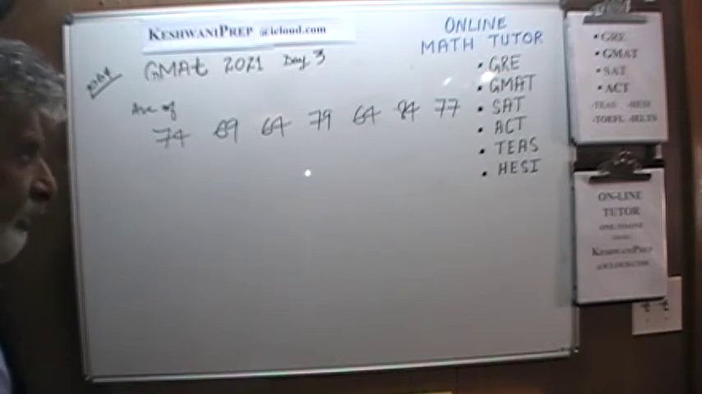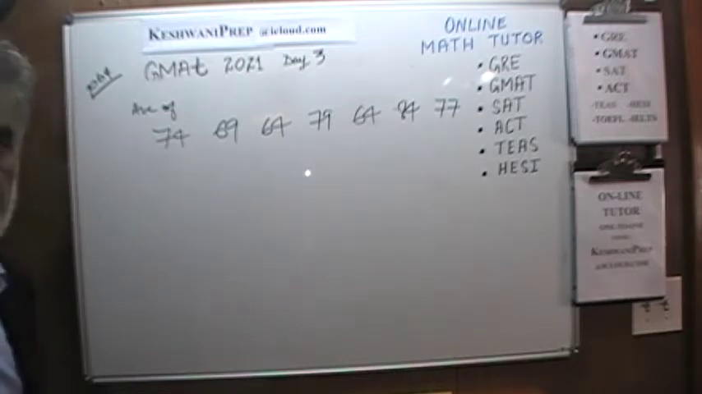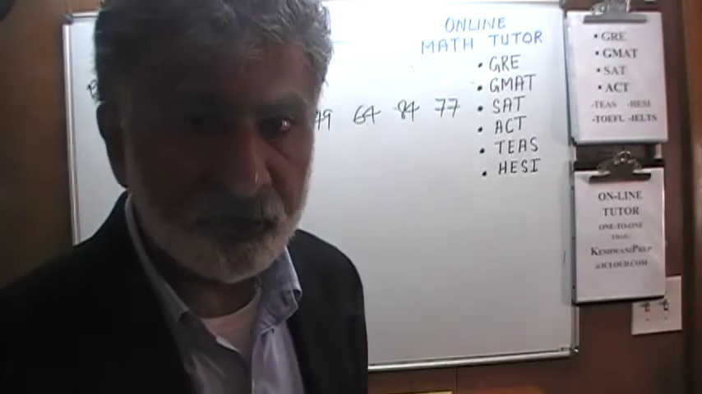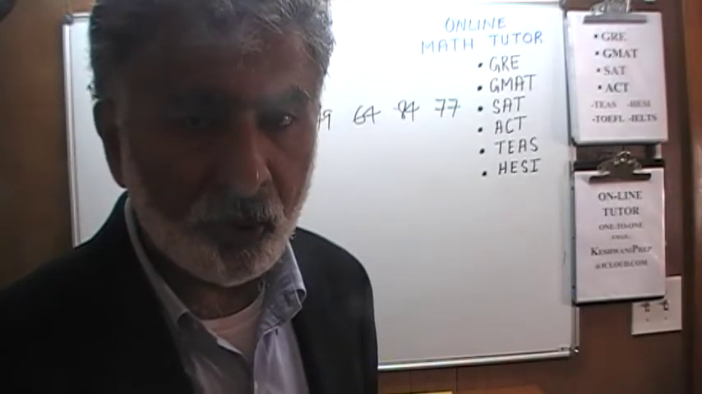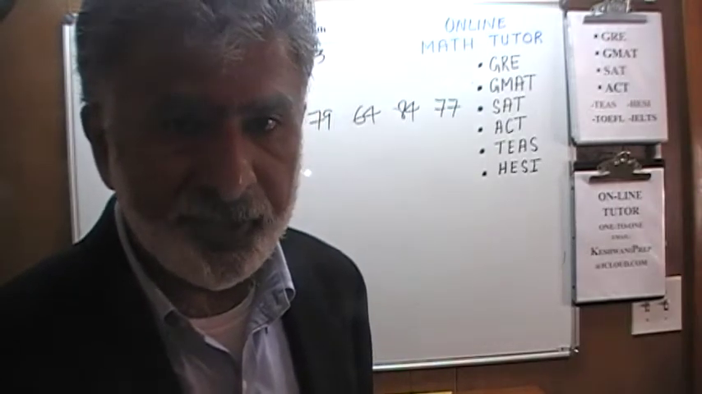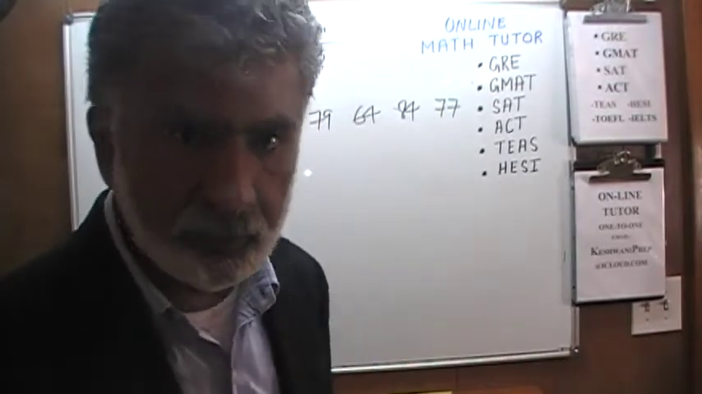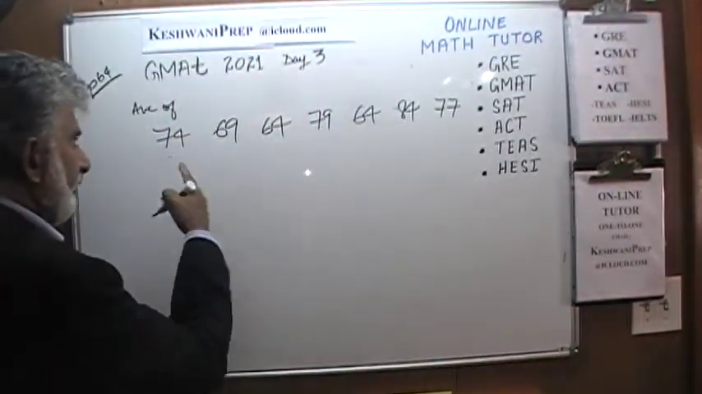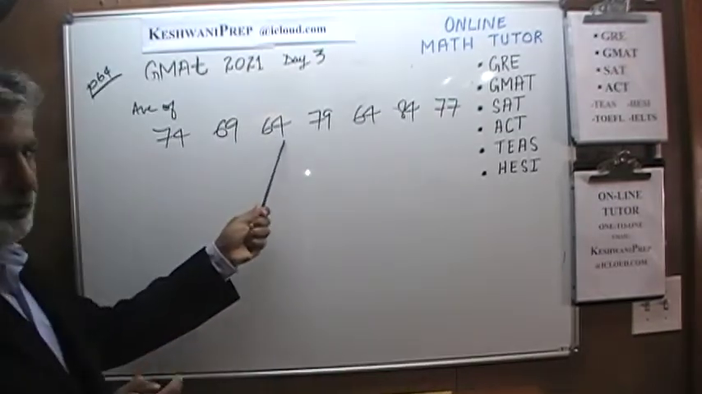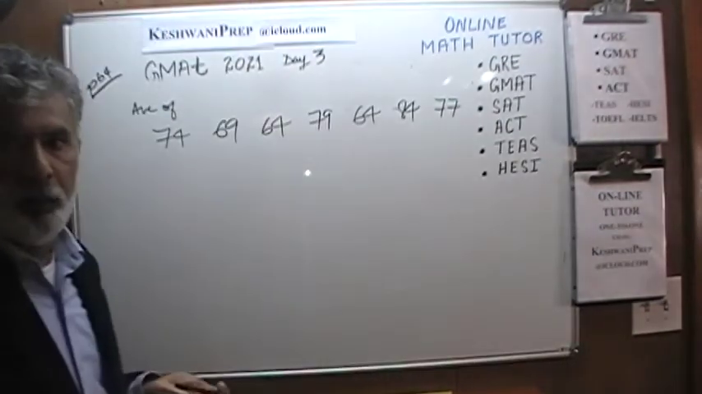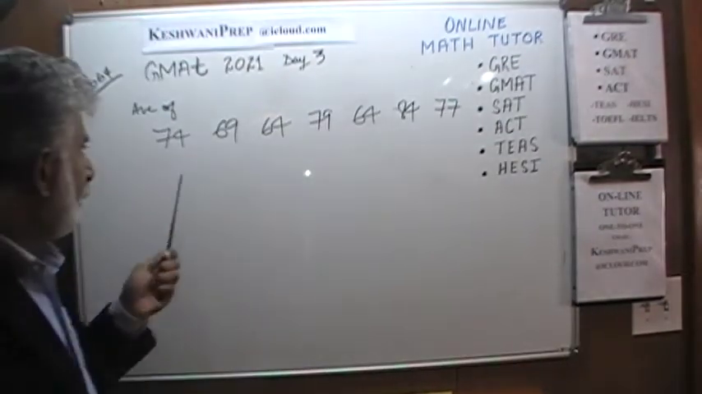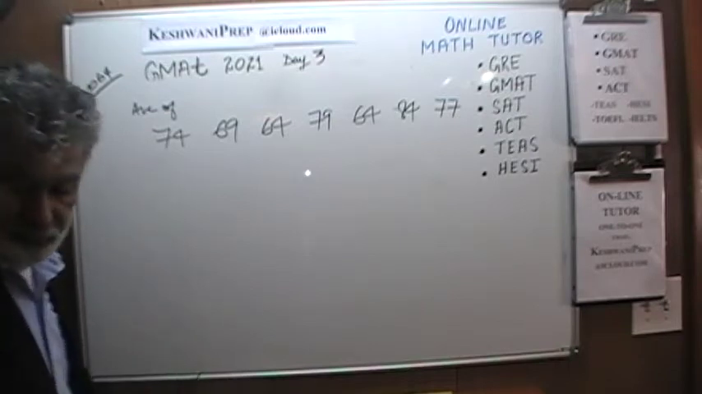If the average is 73, the simplest, the quickest, the most economical way of making sure that a group of numbers has a given average, in this case 73, is to make every one of them 73. This is 73, this is 73, this is 73. If they're all 73, the average would be 73. Unfortunately, this guy is not 73. This guy is not 73.